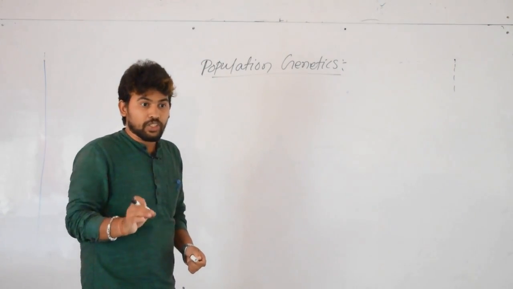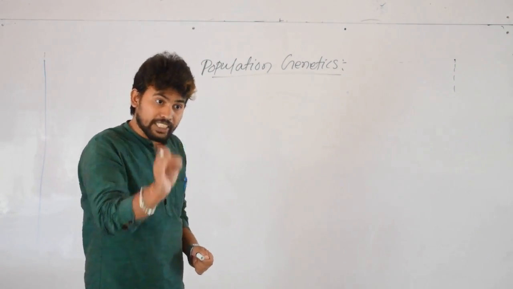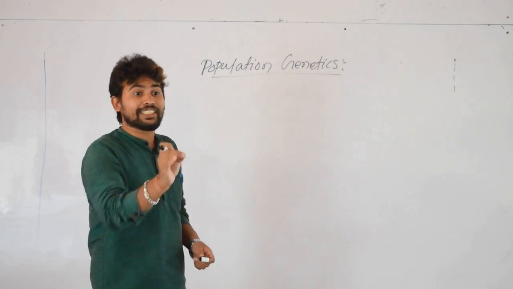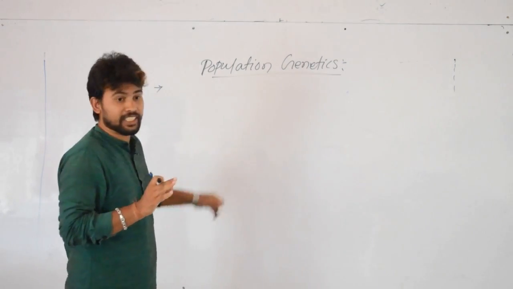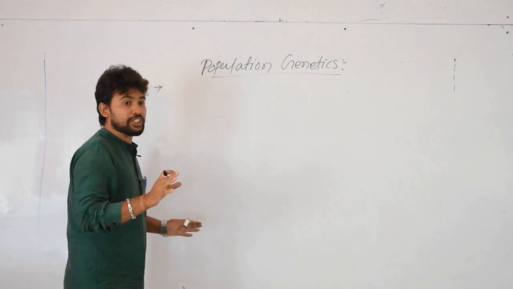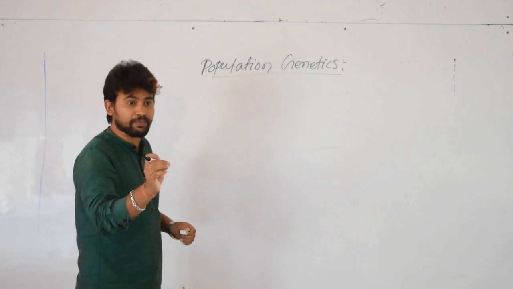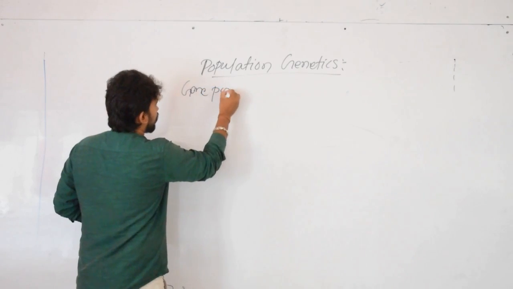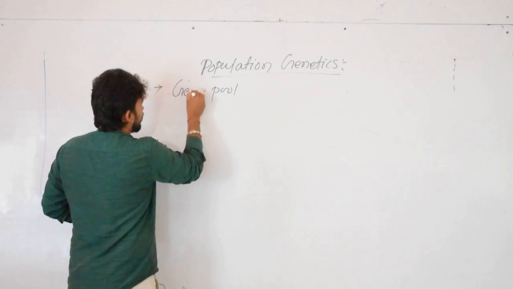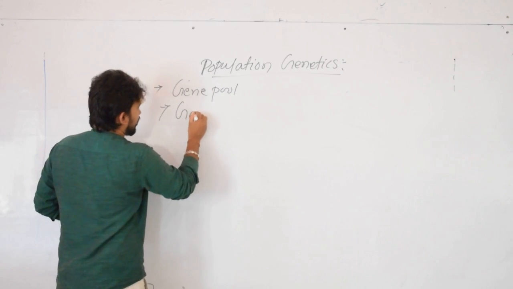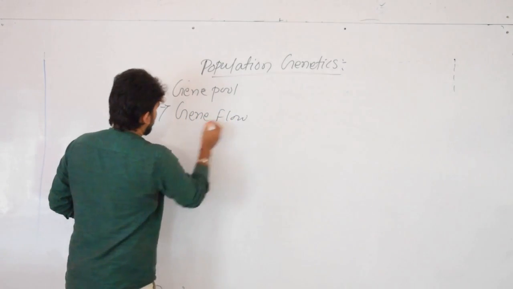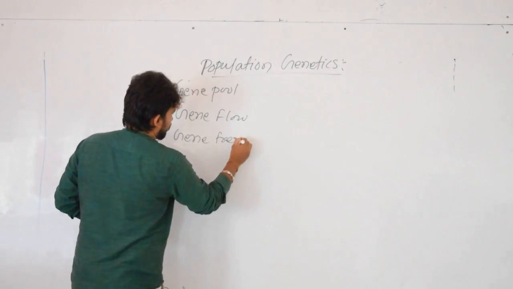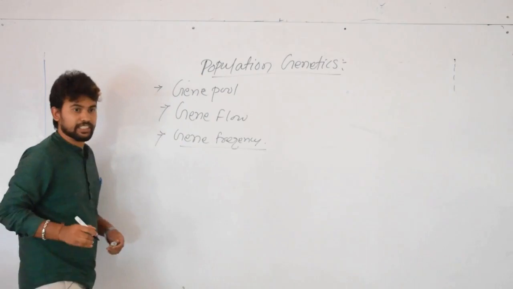This is called population genetics: the calculation of the frequency distributions of a population is called genetic populations or population genetics. The frequency distribution in population genetics depends upon three points: one is gene pool, second is gene flow, and third is gene frequency, or frequency of genes.